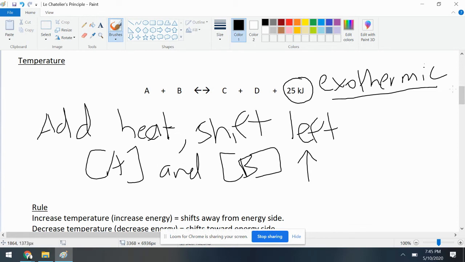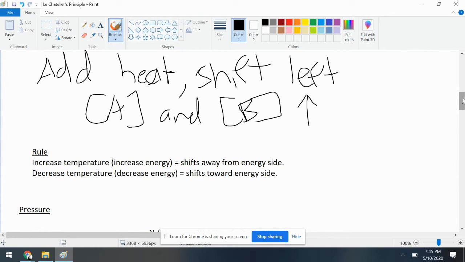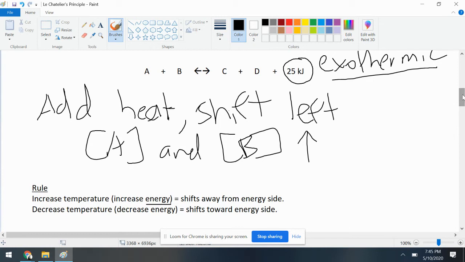So the rule of thumb is this. As you increase temperature, just imagine you're increasing the energy here. Okay, it's going to shift away from the energy side. Notice again the energy or the heat's on the right side, so it's going to shift away from it because the stress is on the right side. Now, if you decide to decrease the temperature, different story. Now you're decreasing energy, so which means it's going to shift towards the energy side. A way to think about this is just treat heat as if it's a substance, just like you see it for concentration there.